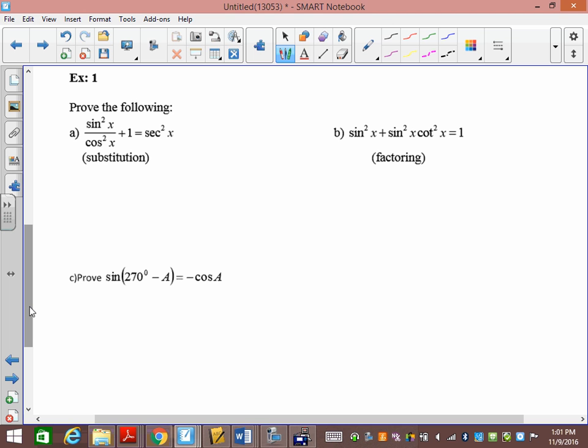So let's try and prove some of these. Sine squared x over cos squared x plus 1 equals secant squared x.